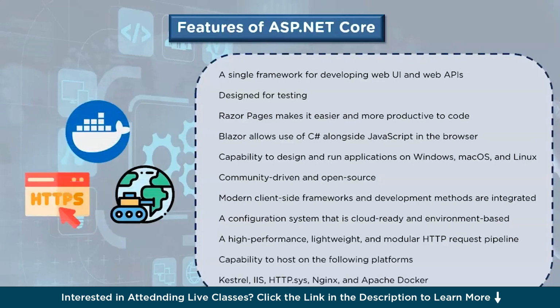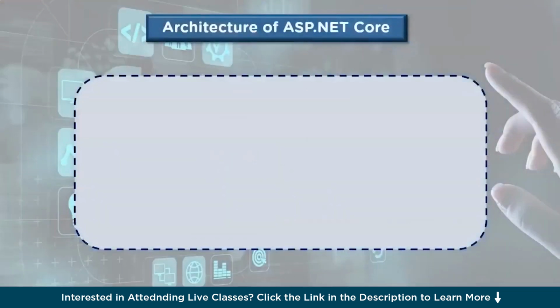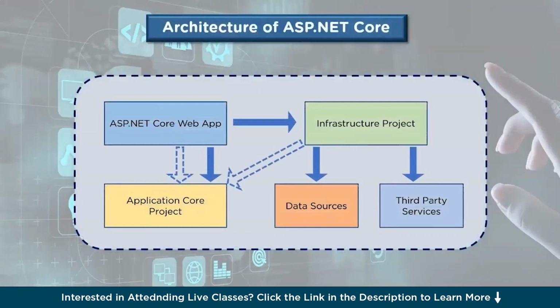ASP.NET Core has the capability to host on the following platforms: Kestrel, IIS, HTTP.sys, Nginx, Apache, and Docker. Now let us look at the architecture of ASP.NET. The concept of ASP.NET fundamental architecture is similar to N-layer architecture that defines the layer as the core component of the platform, releasing the developer from the burden of redefining it in order to make the solution more flexible and reusable.